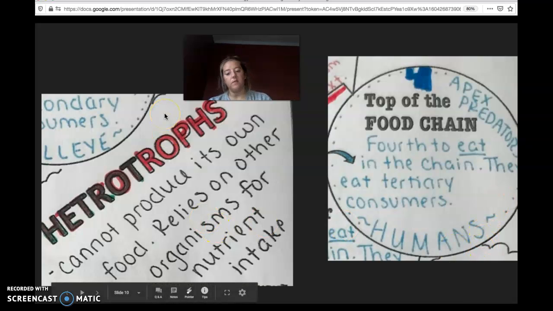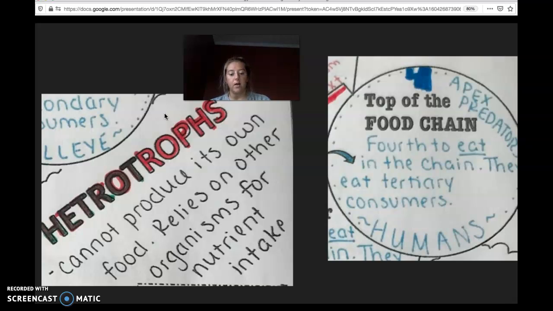Now, heterotrophs are the opposite of autotrophs. Hetero means reliant on, or diverse. But think of it as reliant on, where our autotrophs didn't need anything. They could do it by themselves. Heterotrophs can't. They can't produce their own food. That means they rely on other organisms for nutrient intake. In other words, they've got to eat something to get the energy they need. Autotrophs don't do that. They produce their own food.